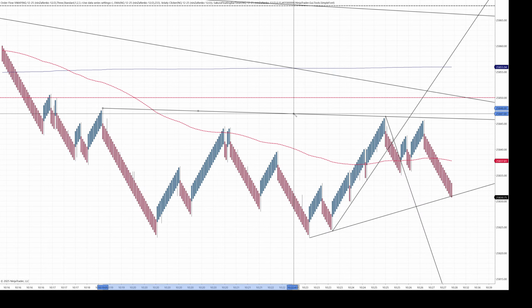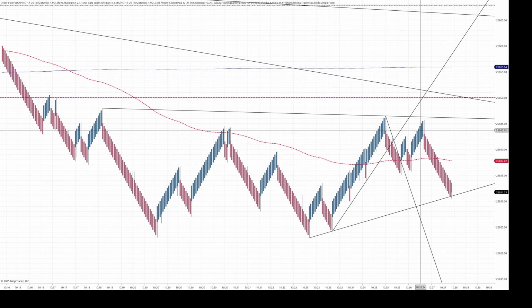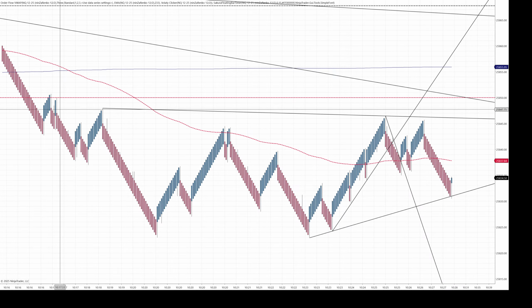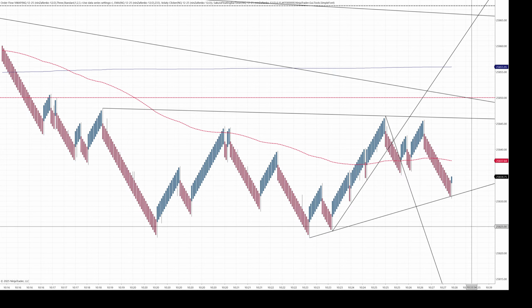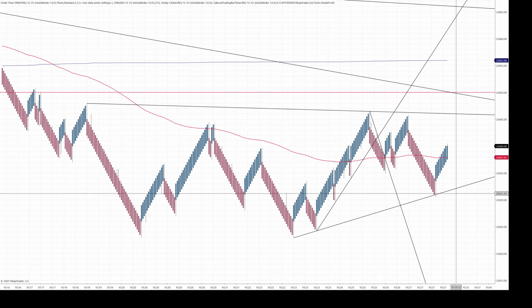But looking back on this, I probably shouldn't have been in that trade in the first place because of this trend line from right here. We have to be aware of all the different levels, all the different swings, which I'm still trying to get better at.